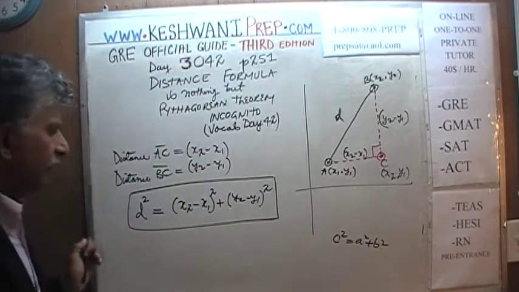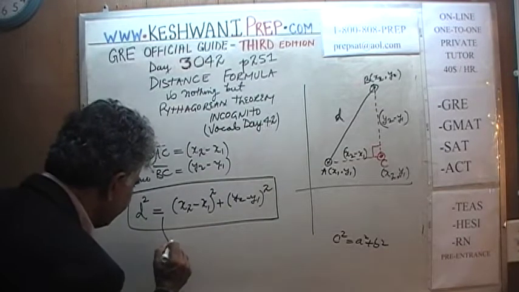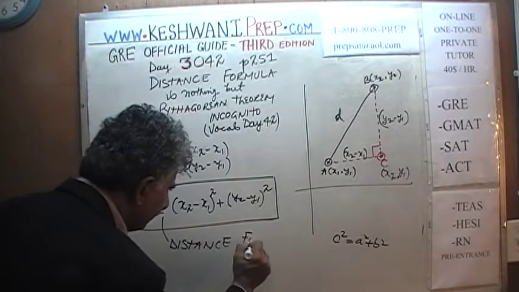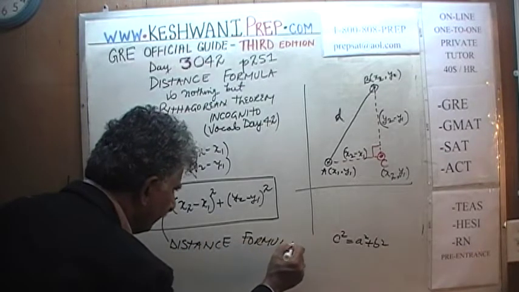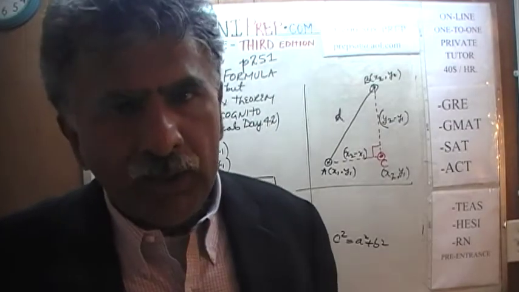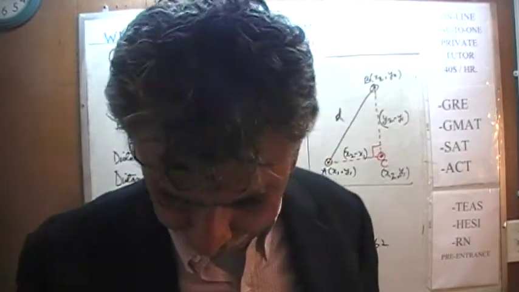As you can clearly see, it's just Pythagorean theorem. But this is the so-called distance formula. That's all it is. Distance formula and Pythagorean theorem are one and the same. There is no difference. There is absolutely no difference.